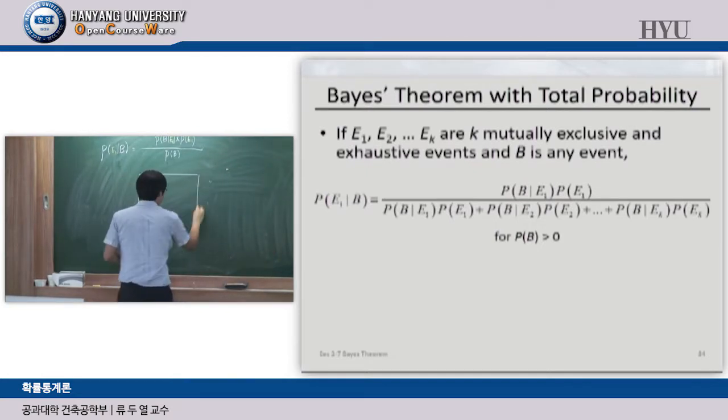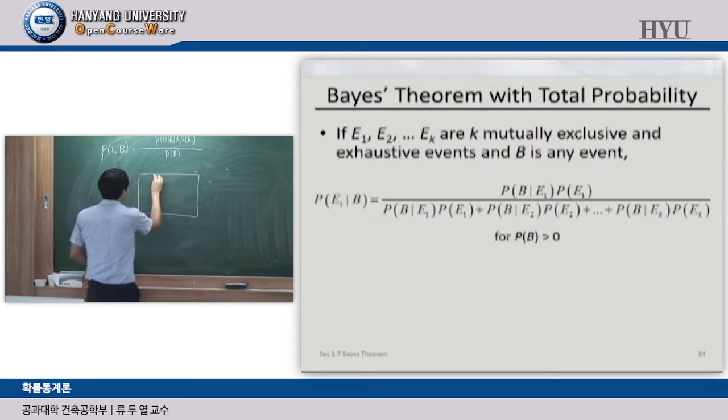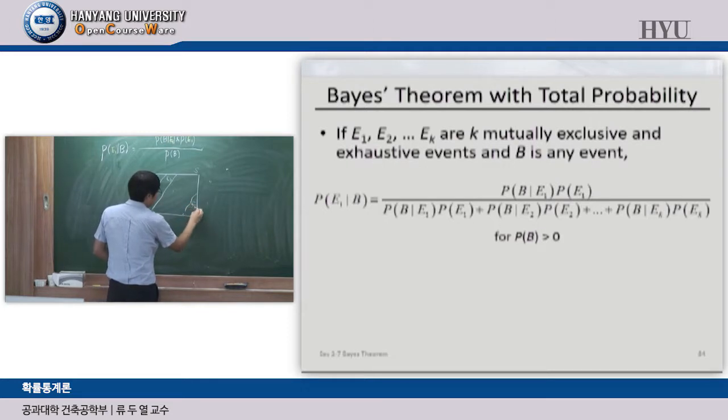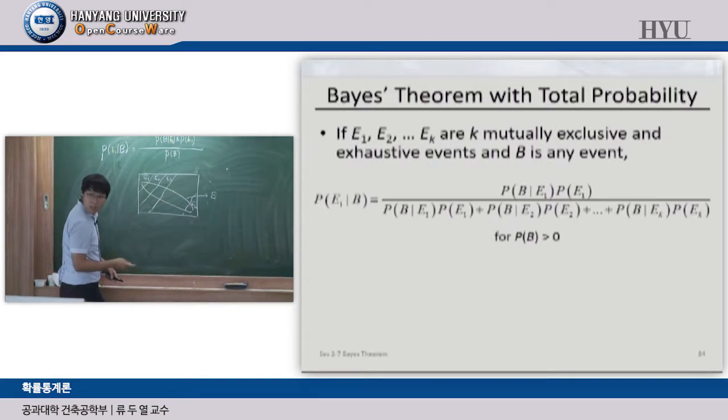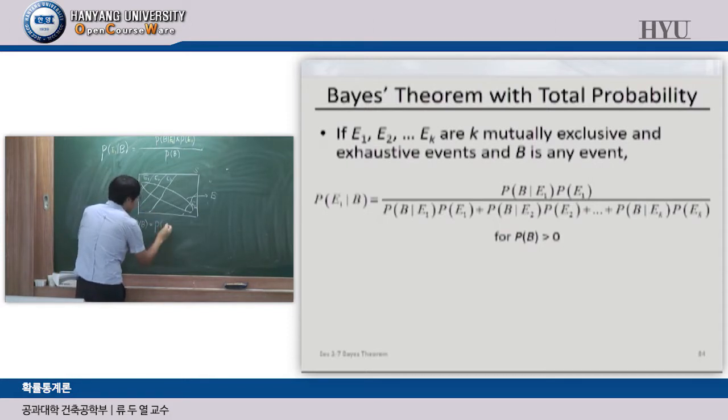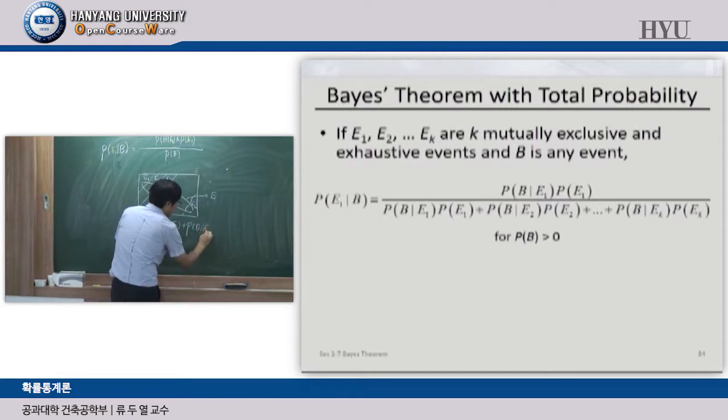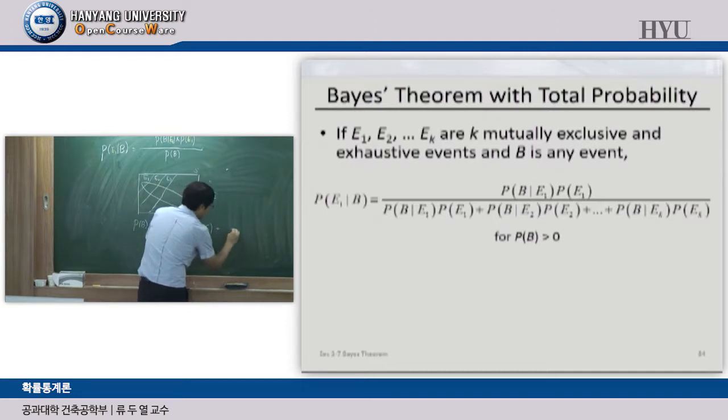If we assume that we have a sample space and we have E1 through EK, and these are mutually exclusive, and in this case, if we assume that this is the subset B, the probability of B equals the probability of the intersection of B and E1, plus the probability of the intersection of B and E2, and so on, plus the probability of the intersection of B and EK, right?